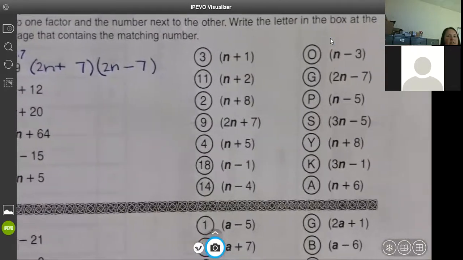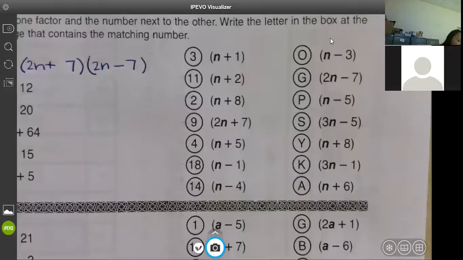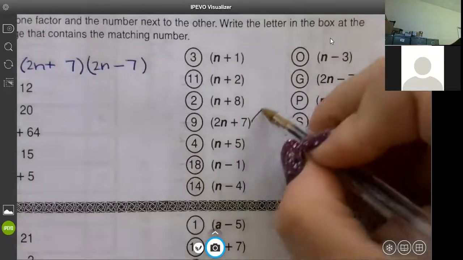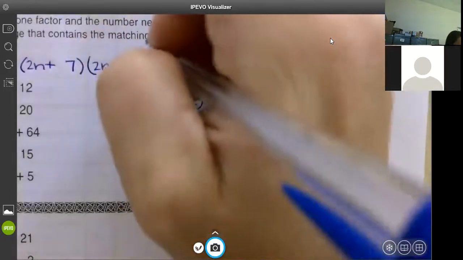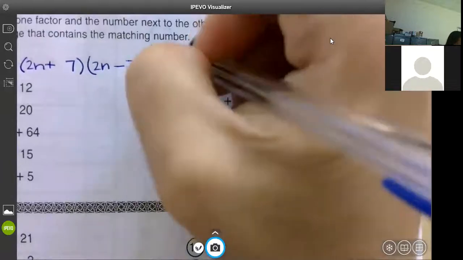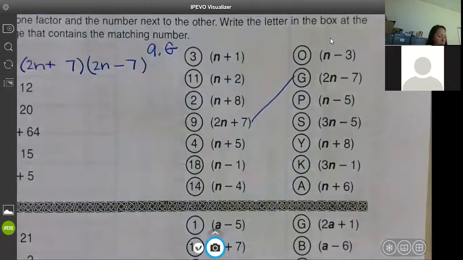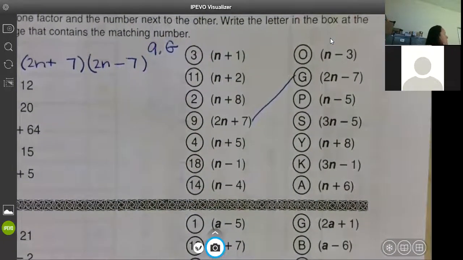Here's how you get your answer. You're going to look at your answers over here. You're going to find your 2. So 2n plus 7 and 2n minus 7. And that tells you that number 9 is G. So we look down in the bottom at number 9 and we put a G.